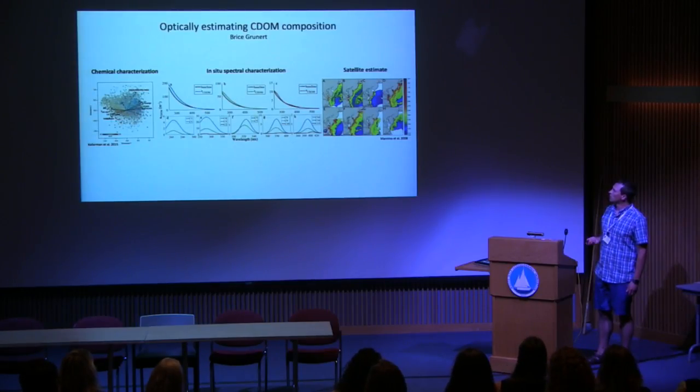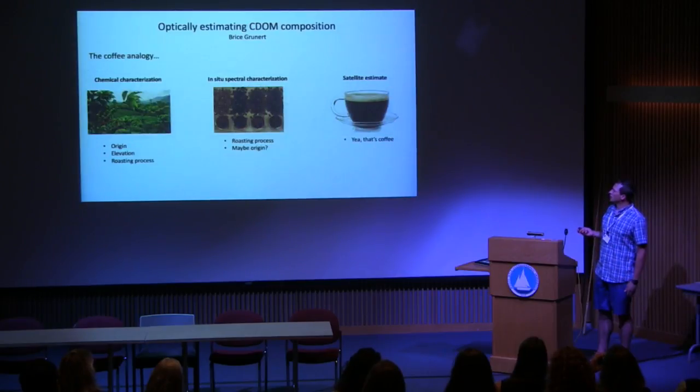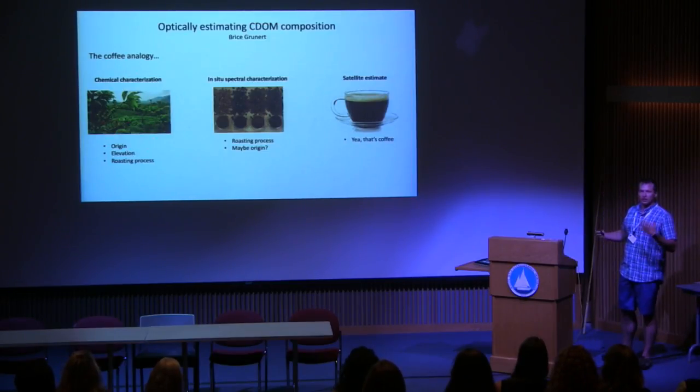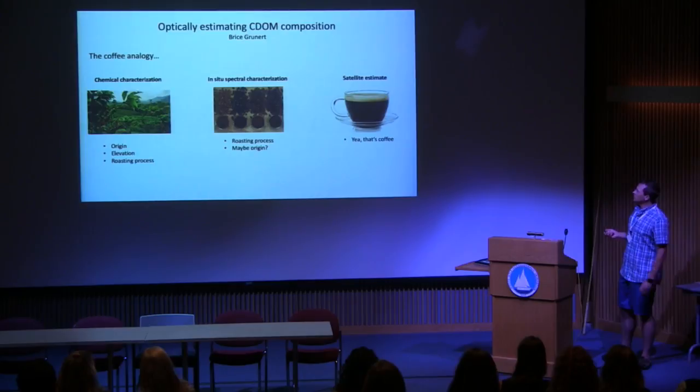And so if you don't know much about CDOM or you don't really care too much about CDOM, most of us like coffee a lot, and so the chemical characterization, you can think about that as kind of giving you the origin, the elevation, the roasting process, every little detail when you walk into a fancy coffee shop that they have up on the board. That's your chemical characterization. What I'm trying to do with the in situ optical characterization is usually you can get at the roasting process, and you might be able to get the origin as well. And then with a satellite, yeah, that's coffee.